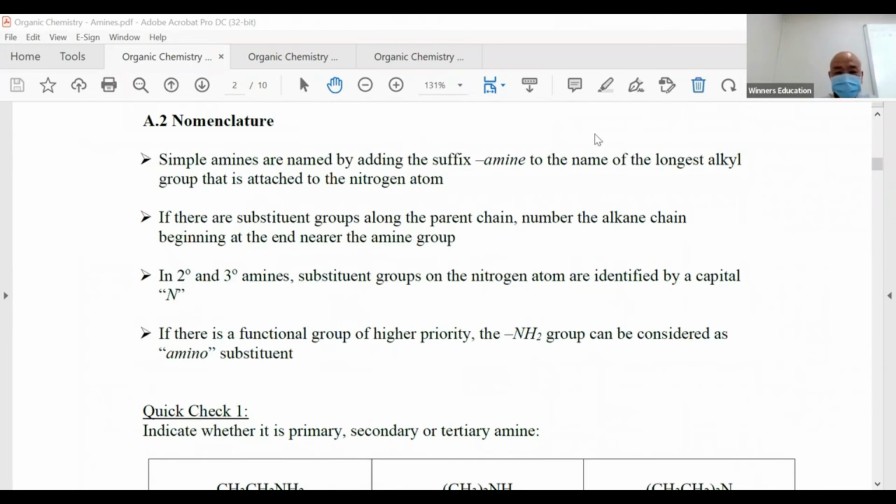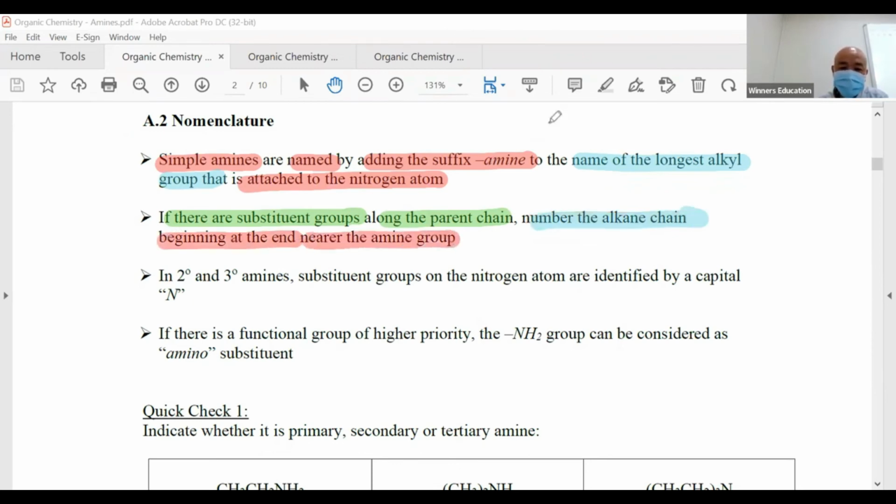All right, so here we go. Simple amines are named by adding the suffix amine to the name of the longest alkyl group that's attached to the nitrogen atom that I've discussed earlier on. So it's something amine. If there are substituent groups along the parent chain, then remember we must number the alkane chain, beginning at the end nearer to the amine group.